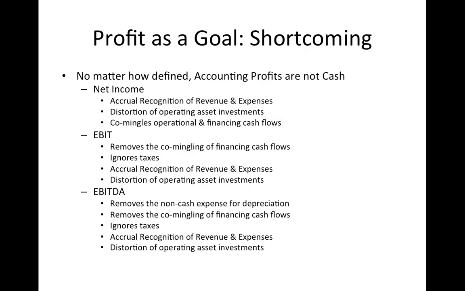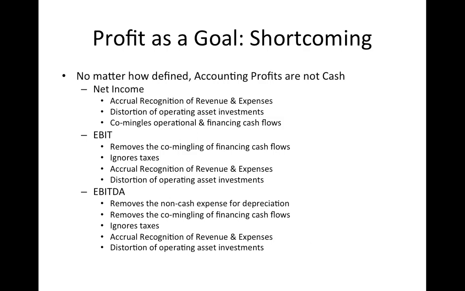Maybe instead of thinking of profits, maybe you start with something like earnings before interest and taxes, so EBIT. The good news about that is that it does remove the commingling of the financing. Of course, it doesn't have any financing cash flow requirement in it now, so that's not great. But it also removes taxes. Taxes are a real expense. You need to have those taxes in there because that's actual cash that has to go out the door. And it still has the accrual issues with revenue and expense recognition.